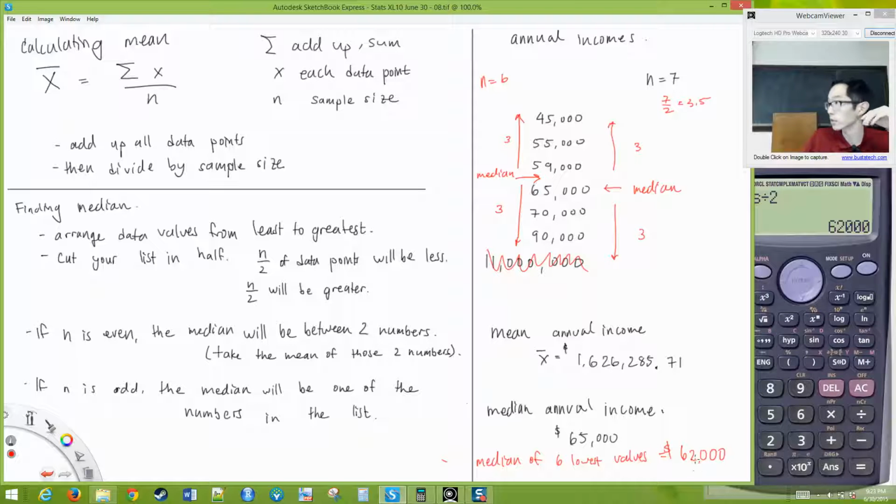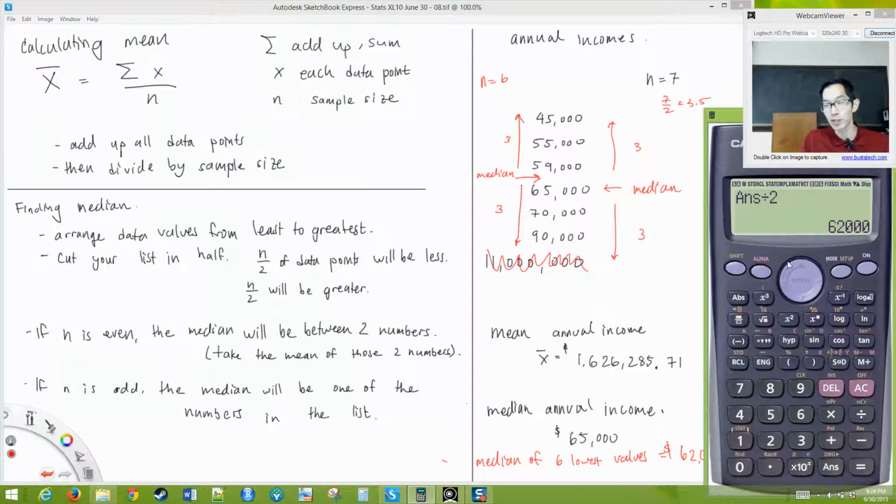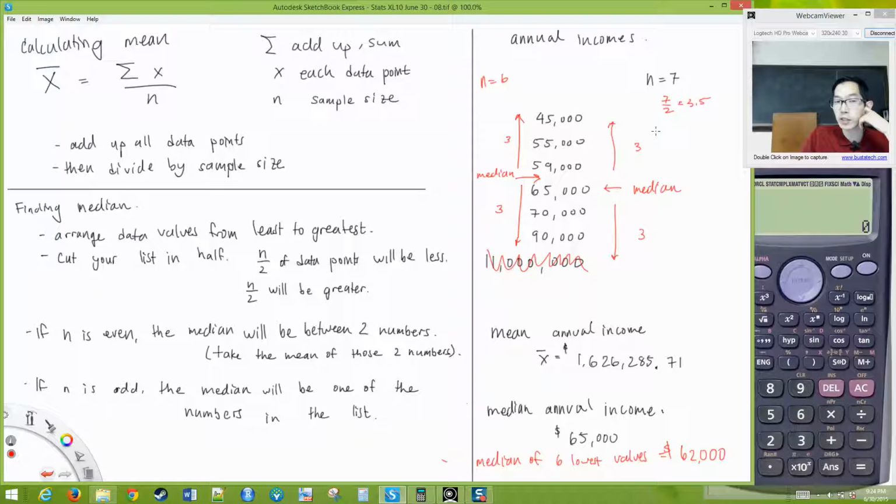Okay, so of the lower 6, 62. Is that clear? And so we can see the median is not really affected by these extreme values, and the only reason it changed was because we actually removed a number. But if we calculated the mean of these 6 numbers, it's going to be much smaller than 1.6 million. It would be around 60,000 in annual income. Okay, is that okay? Calculating the mean and the median.